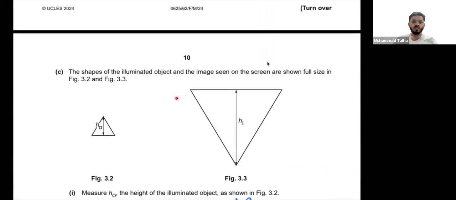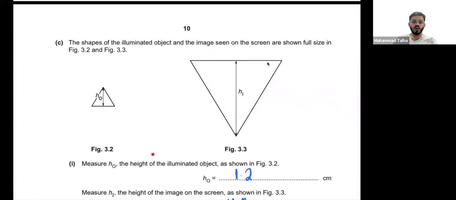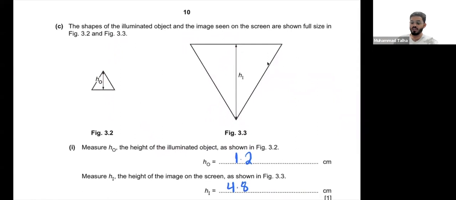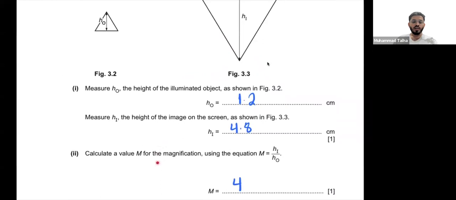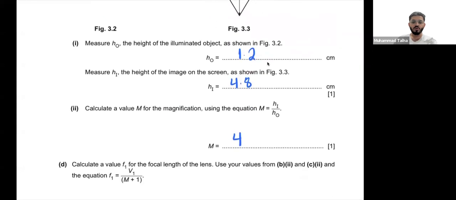Next part, shapes of the illuminated object and the image seen on the screen are shown in 3.2 and 3.3, and these are full size. Measure h naught, the height of the illuminated object. So this turns out to be 1.2, and this height hi turned out to be exactly 4.8 centimeters. So you can print this out and you can measure this for yourself. This is what it turns out to be. Part 2, calculate a value m for the magnification, which you know is image height over object height. So 4.8 over 1.2 turns out to be 4.